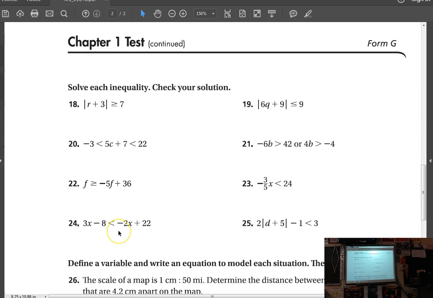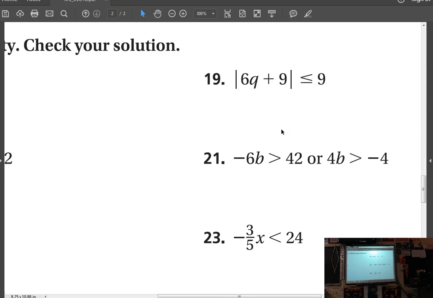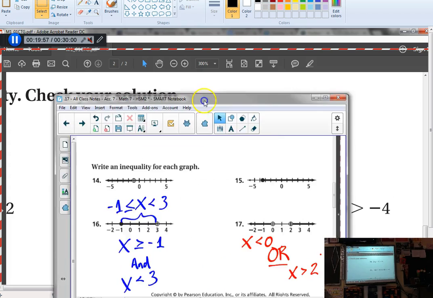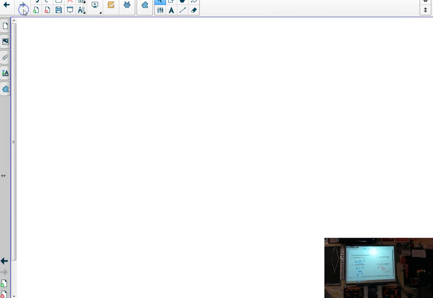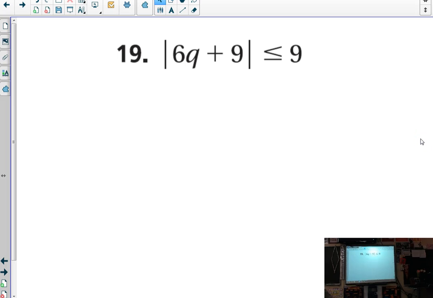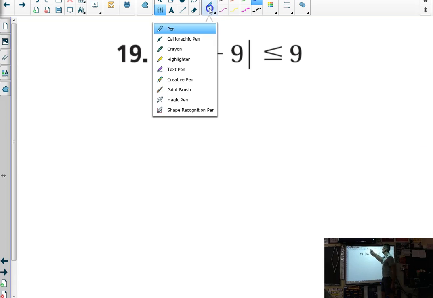Yeah, Ava? I have a question about one side of the equation for 19. 19? Yeah. Because I think I got one value for one side, and then I got 3 for the other. I'm guessing you probably did your positive side already.